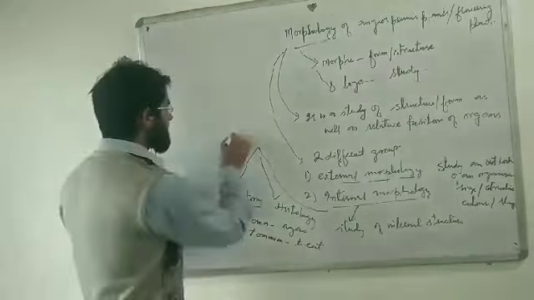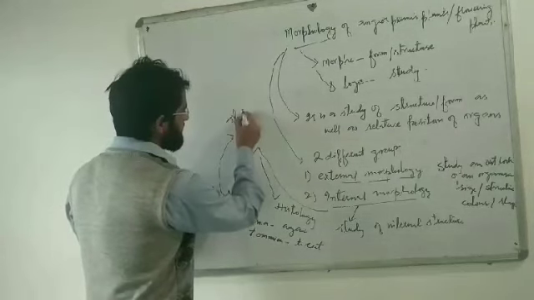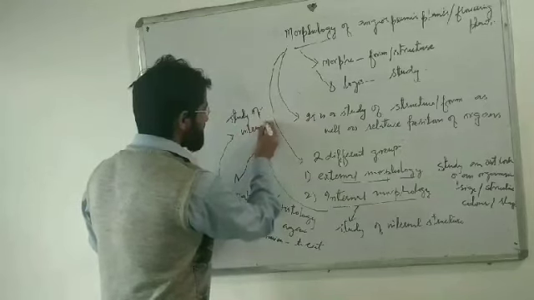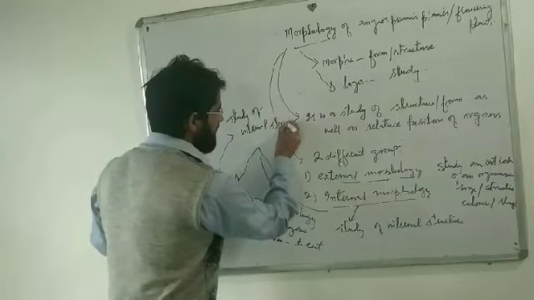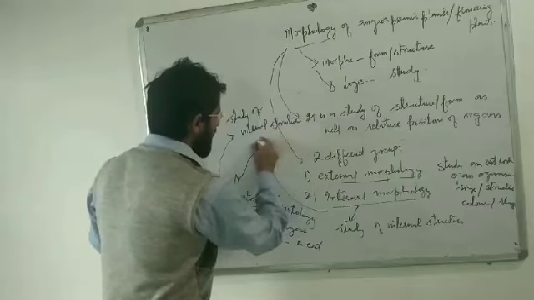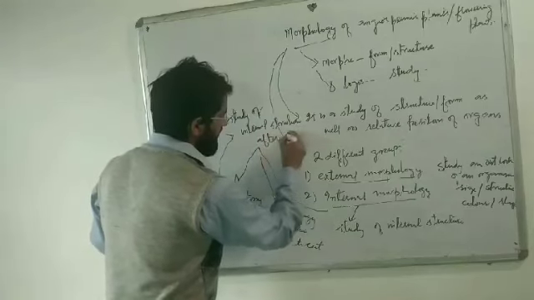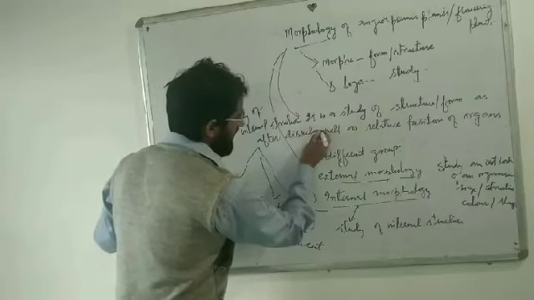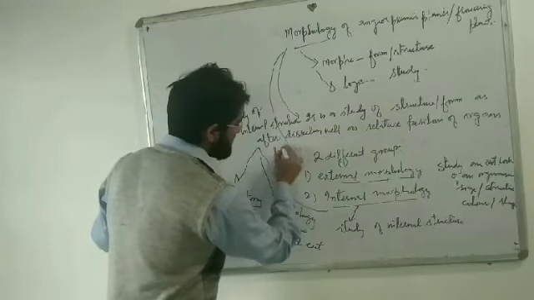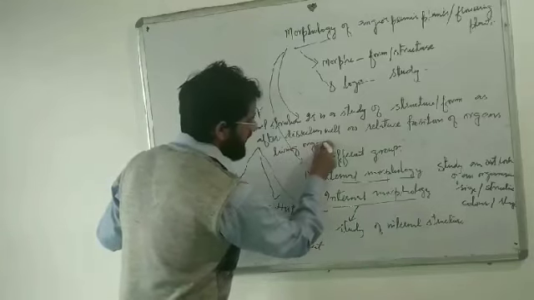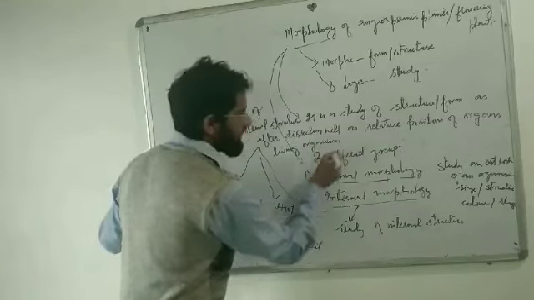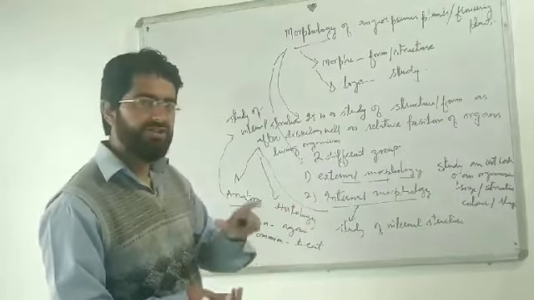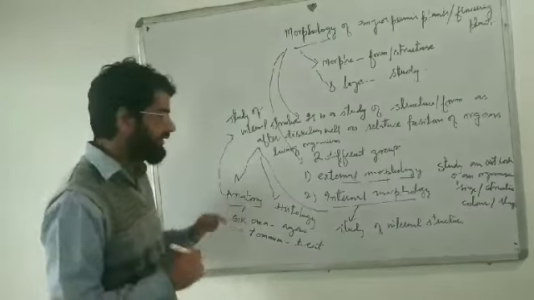Thus, we can write it as study of internal structure after dissecting a living organism. We talk about plants, that means after dissecting the plant body, we see internal structures. That study is known as anatomy.